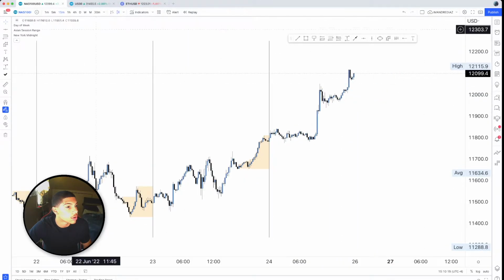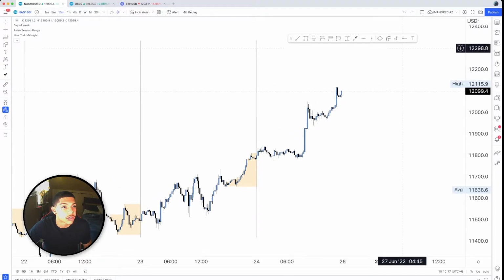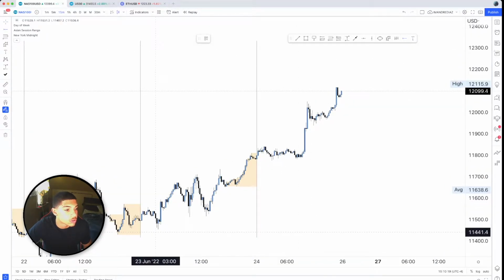So first thing we're going to do, we're going to do this daily range from Friday. So first things first, I'm going to come here. I'm going to mark out the previous day's high.